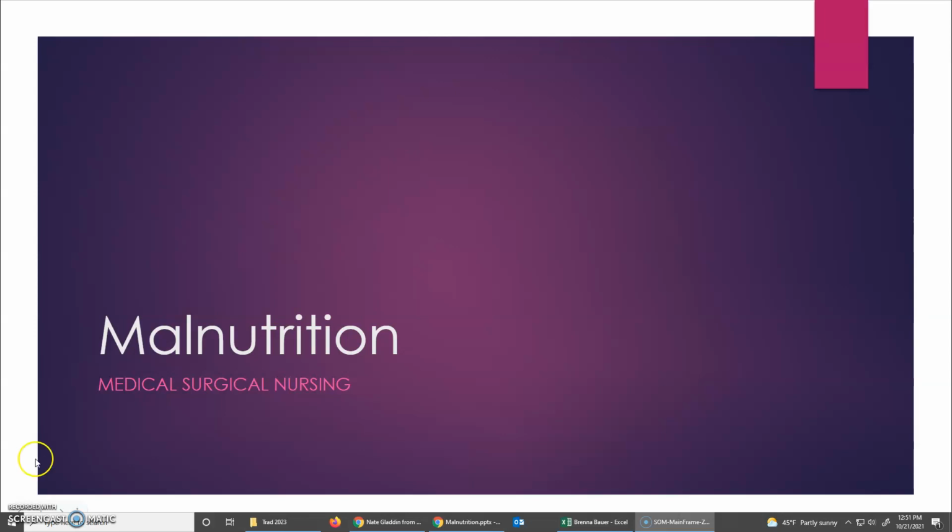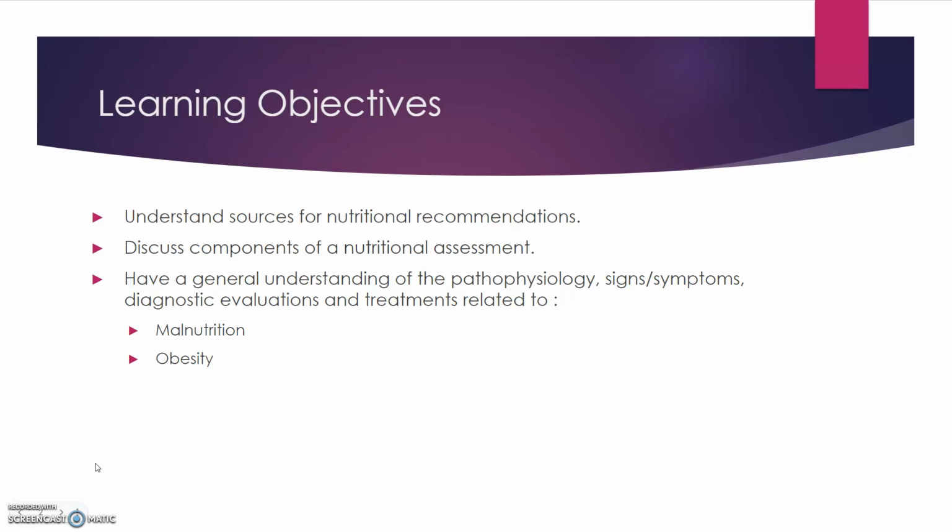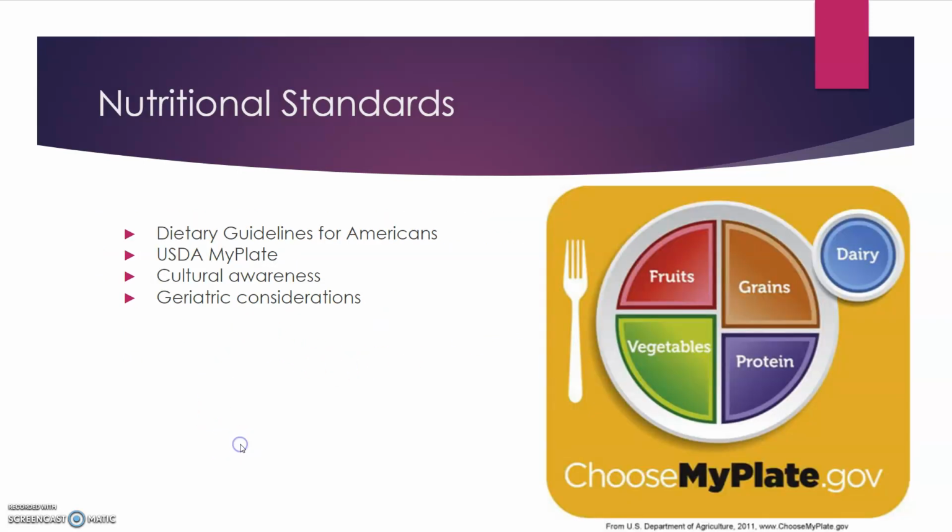I'm going to be talking about malnutrition today for medical surgical nursing. So our main learning objectives would be talking about nutritional recommendations, how to do a nutritional assessment, looking at pathophysiology, signs and symptoms, and evaluation related to malnutrition and conversely obesity.